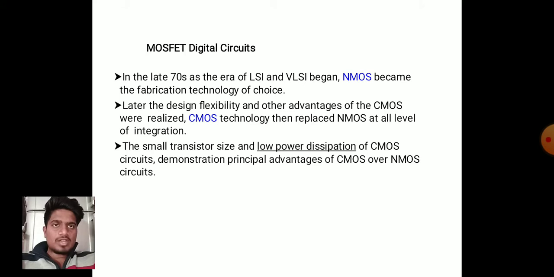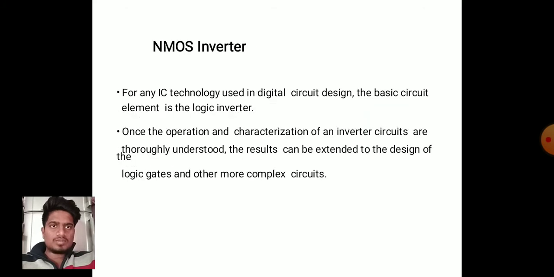Coming to the introduction, MOSFET digital circuits. In the late 70s, as the era of LSI and VLSI design began, NMOS became the fabrication technology of choice. Later, the design flexibility and other advantages of CMOS were realized. CMOS technology then replaced NMOS at all levels of integration. The small transistor size and low power dissipation of CMOS circuits demonstrate the principal advantage of CMOS over NMOS circuits.